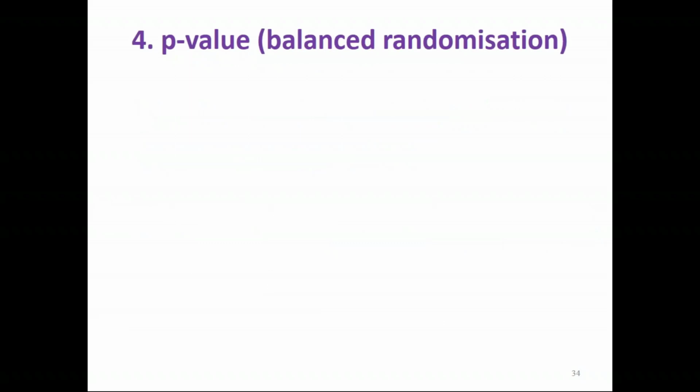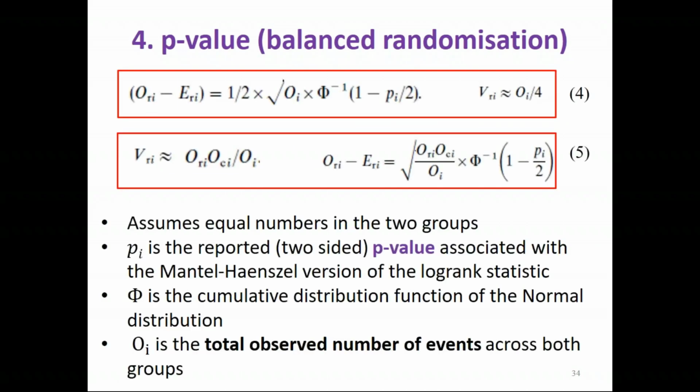So we can use this information, and there are 3 different approaches we can take. The first 2 are relevant if we've got equal numbers randomised in the 2 treatment groups. So the expression in box number 4 is going to be used if all we have is the total number of events across the 2 groups. And the expression in box number 5 is used if we also have the number of events available in each of the treatment groups, research arm and the control arm. In practice, they'll give very similar results anyway.